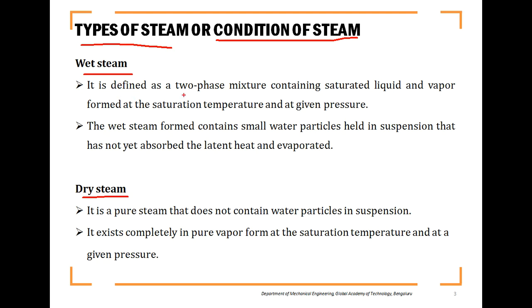Wet steam is defined as a two-phase mixture containing saturated liquid and vapor, which is formed at saturation temperature. This is very important. So when is wet steam obtained? It is obtained when the saturation temperature of the liquid is reached. Okay, there is a saturation temperature, and you will understand what saturation temperature is. So wet steam is the combination of saturated liquid as well as vapor, formed at the saturation temperature and at a given pressure. So we call wet steam a two-phase mixture.